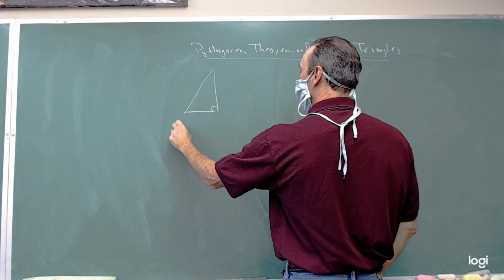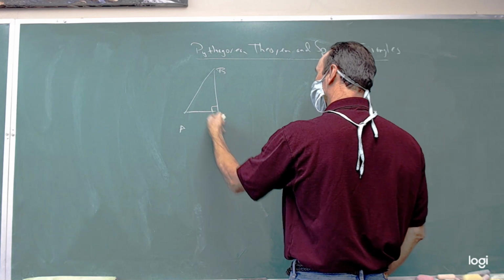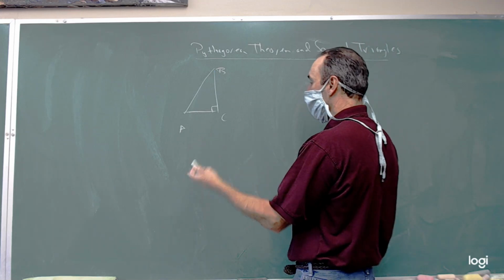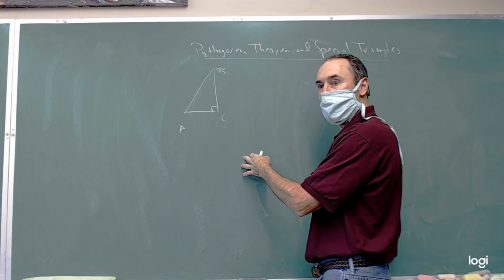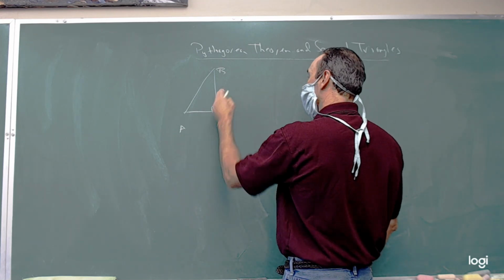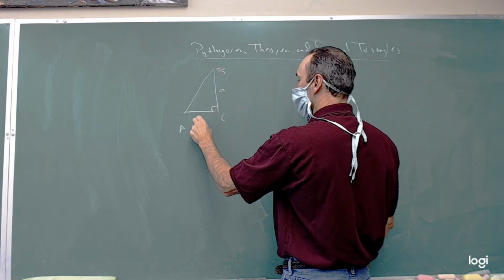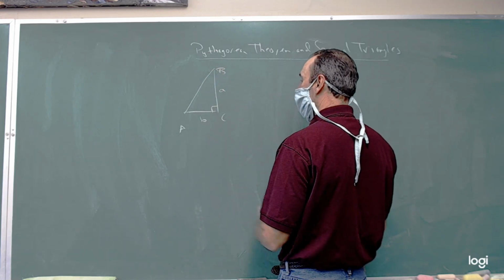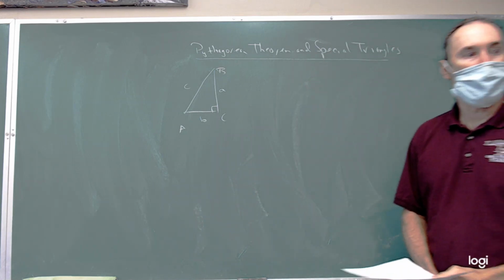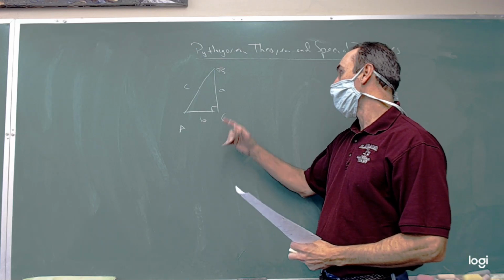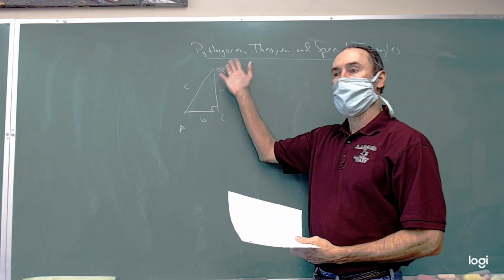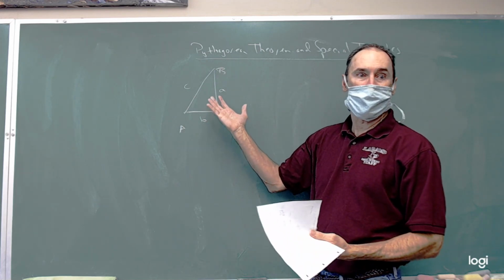so typically we call this A, B, and C, leaving the right angle to be the C, and we name the sides opposite. So the angles get named with capital letters and the sides get named with lowercase letters. So side little a is opposite angle capital A, side little b is opposite angle capital B, and side c is opposite the right angle, which is capital C. And so the two sides that make up the right angle are known as legs, and the side that is opposite the right angle is known as the hypotenuse.